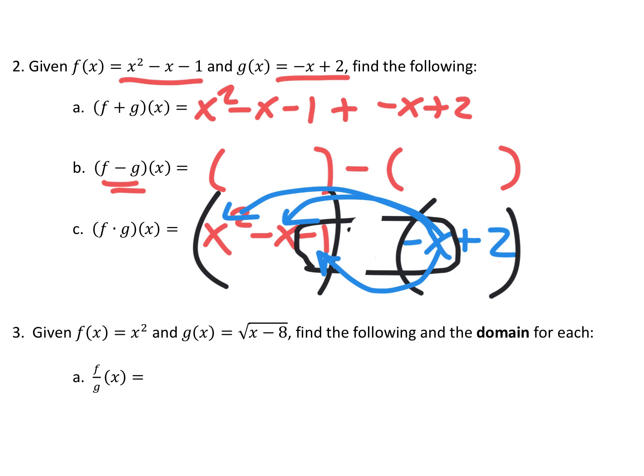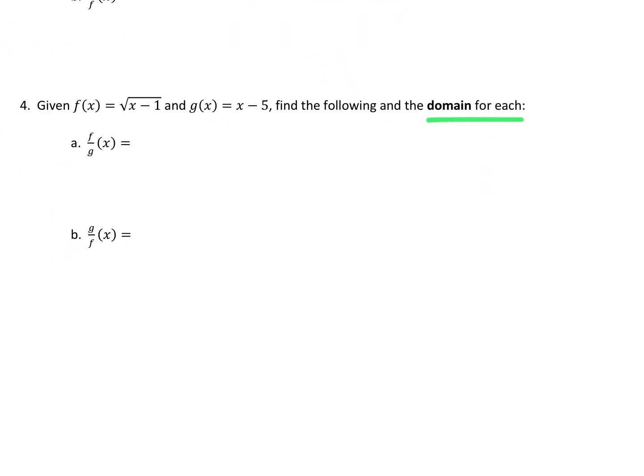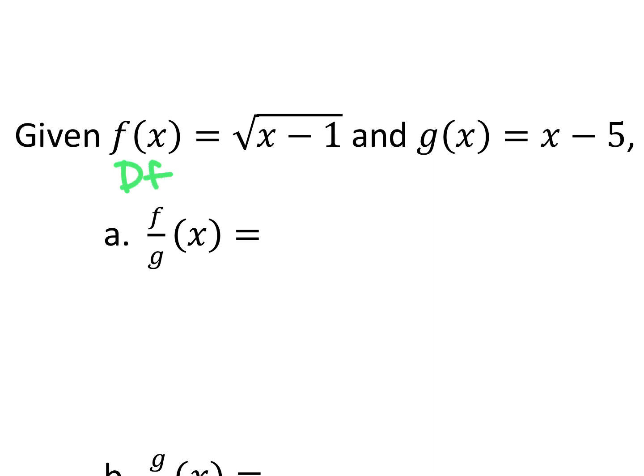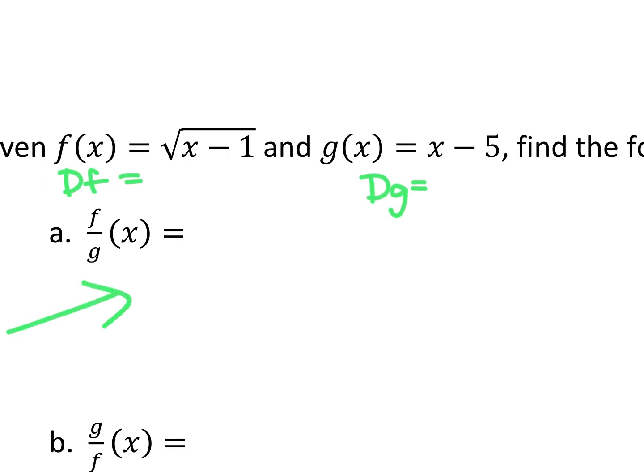Once you're done with all that, you take the 2 and distribute it to everything. Then you go to number 4, and look, it asks you to do the domain for this. Remember, this one has a domain. This one has a domain. If I were you, I'd find the domains right out the gate. Because then, when you divide these 2, you have to consider all 3 domains all on one number line.